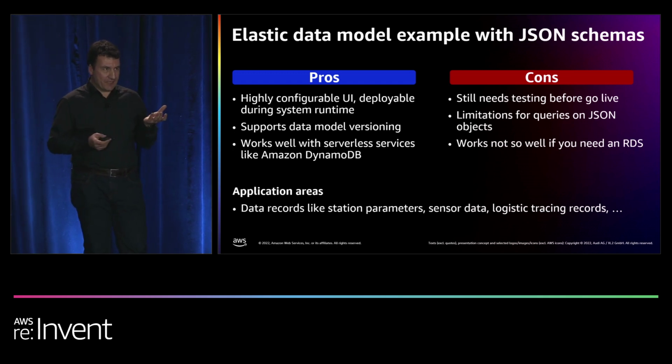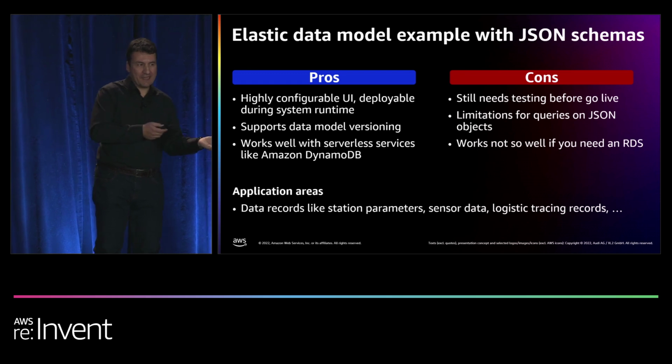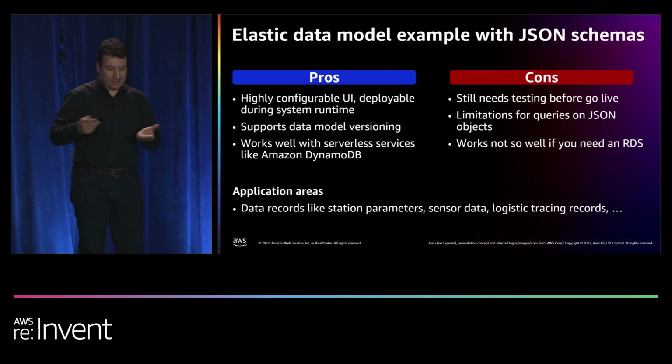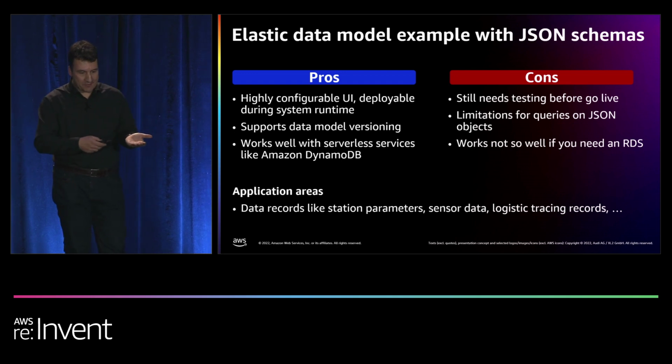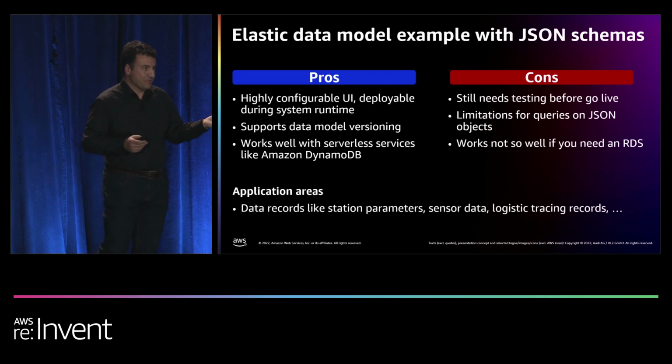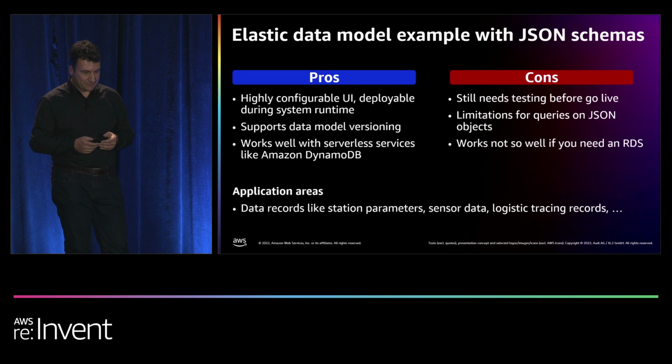And if you keep your data in JSON objects, you're limited like in DynamoDB. So you do not have really an RDS system with a relational database. So if you need queries in this kind of style, then you are a bit limited. But if you look at DynamoDB, the limitations are not so big. So by using good indexes, you could overcome this.